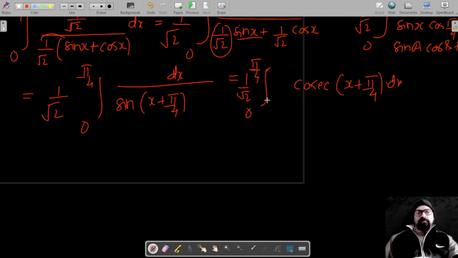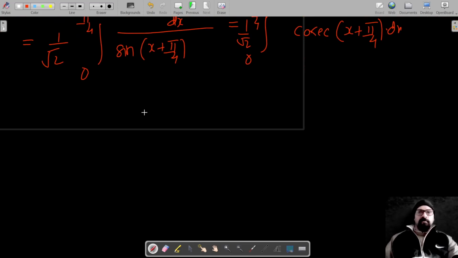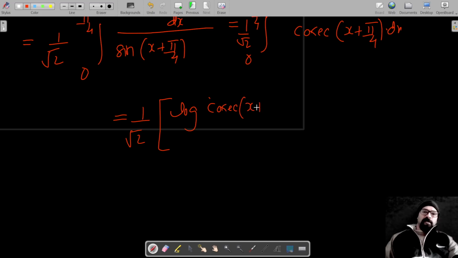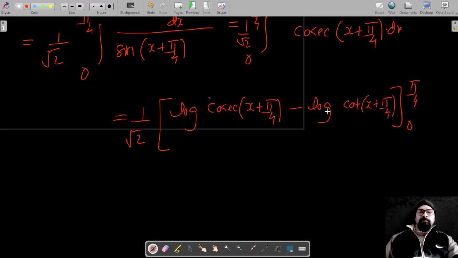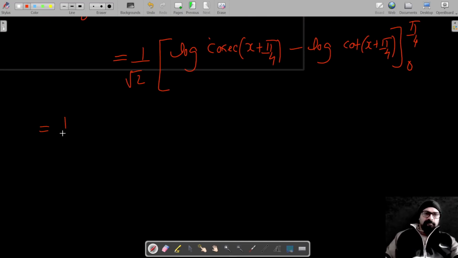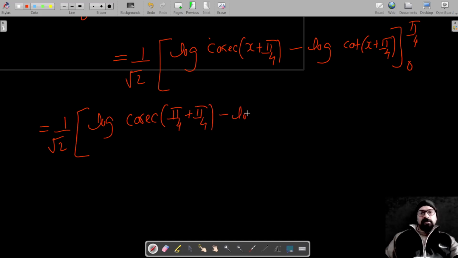Now we know the integration of cosecant x is log of cosecant x minus cot x. So this is now equal to 1 by root 2, and the integration is log of cosecant of x plus pi by 4 minus log of cot of x plus pi by 4 for the limits 0 to pi by 4. So let's simplify it, evaluating for the limits. So this is cosecant of pi by 4 plus pi by 4 minus log.